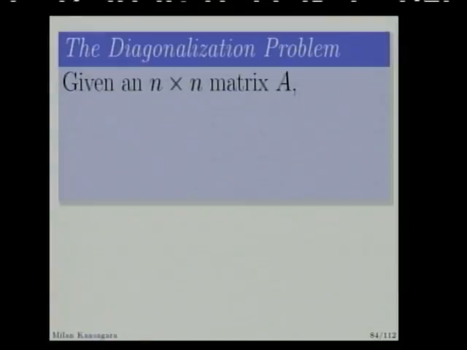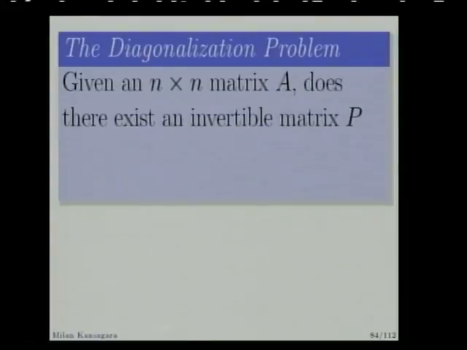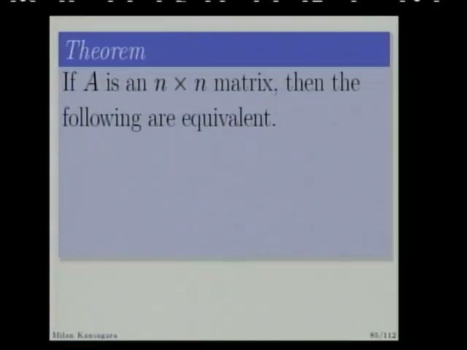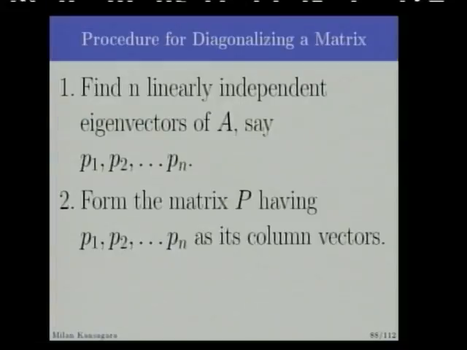So now what is the procedure? Let us see this diagonalization problem. Suppose you are given a square matrix A, n cross n. Does there exist an invertible matrix P such that P inverse AP is a diagonal matrix? Diagonal matrix means all the entries other than the diagonal are 0. There are some theorems, but we will skip these theorems and see one example of how to find the diagonalizing matrix.